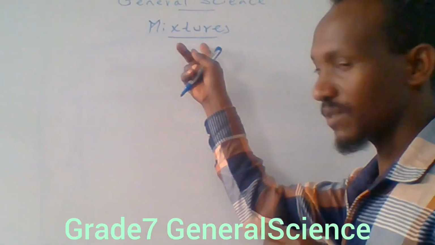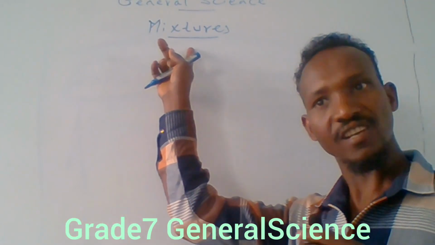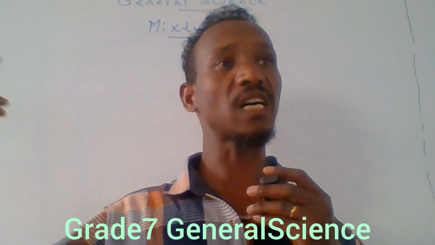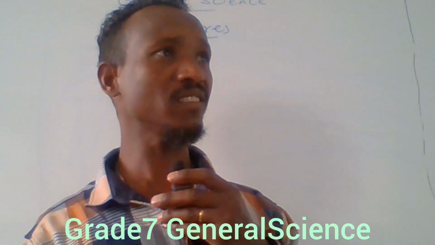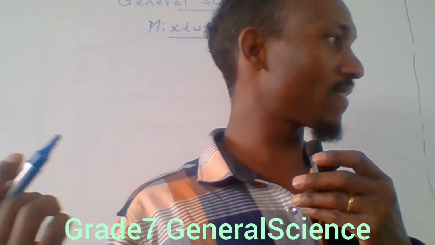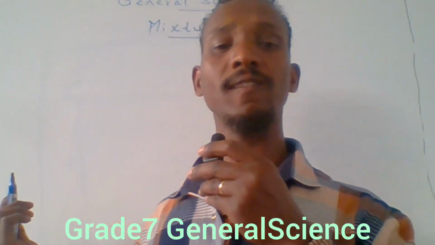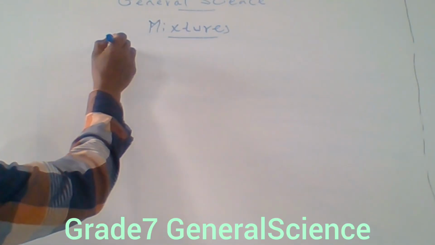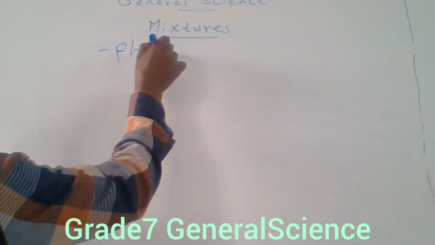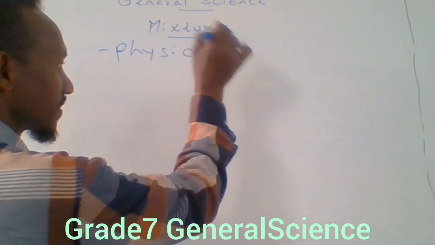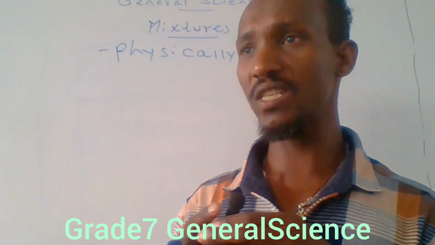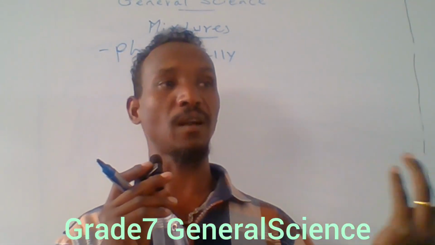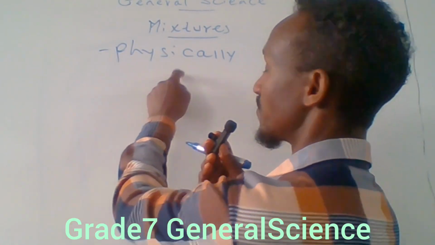But today's point of discussion is focused on mixtures. When we define mixtures, mixtures are also a form of matter that is formed by the physical combination of what? Two or more different substances. Mixtures are formed physically. When two or more different substances or elements are mixed together by physical means, they produce mixtures.